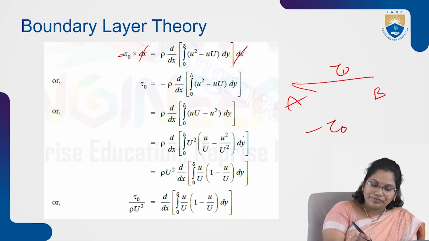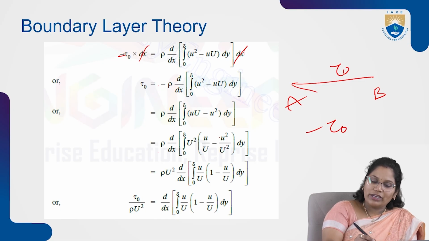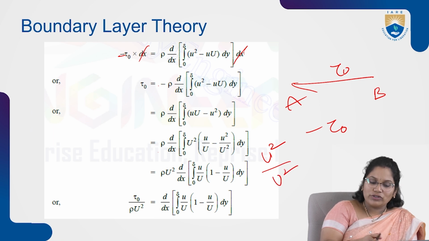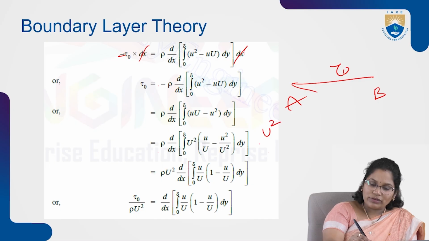Right? So rho into d by dx integration of capital U square. I want this complete in terms of small u by capital U. So what I am doing here is writing capital U square, taking U square common on both sides, numerator and denominator. So what is your equation becoming here? Here I am taking U square on both sides, right?